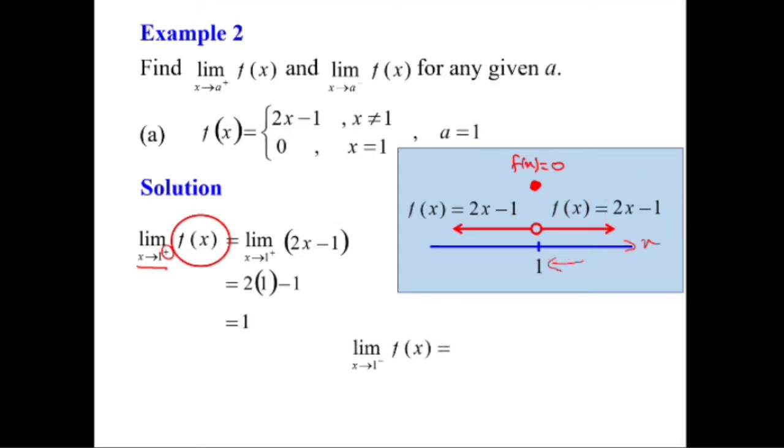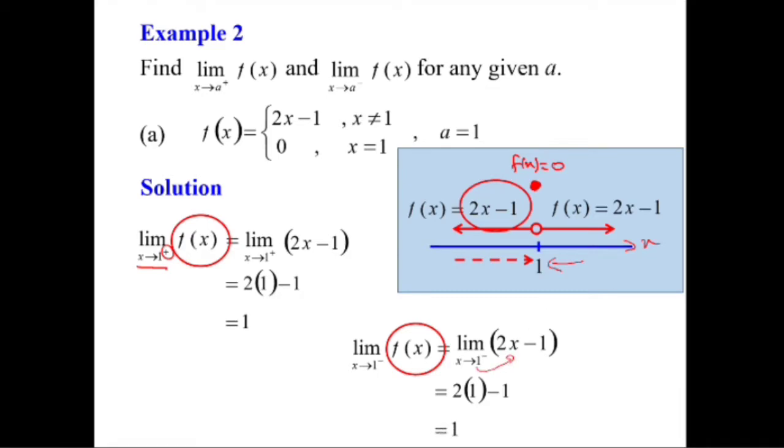Next, from the left side of 1, replace your function. The function is 2x minus 1, and then substitute your value 1 into the x. What you get is 1.